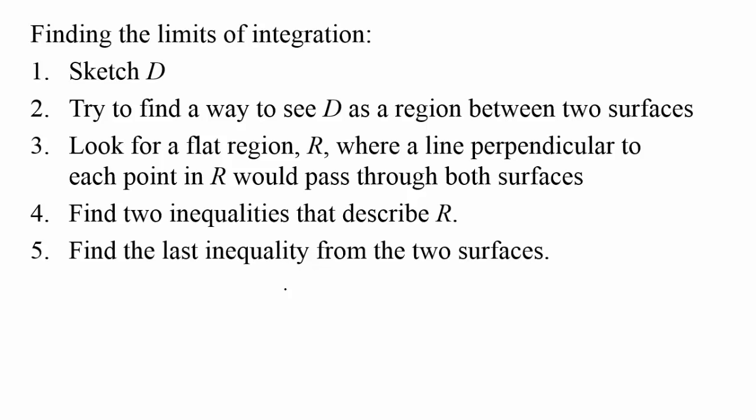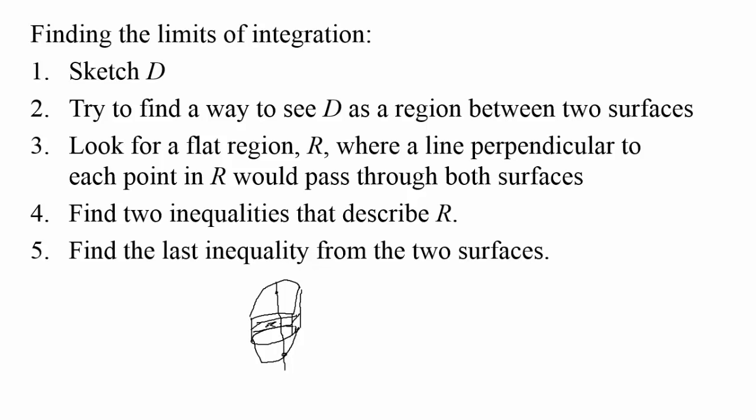We're hoping that when we sketch the domain, it looks like the region trapped between two surfaces, maybe an upper surface and a lower surface, or a left surface and a right surface, or a back surface and a front surface. So we're hoping that there are two surfaces. Then we're going to look for some region R, and our hope is that for every point in the region R, if you put a vertical line through it, it will bust through both surfaces like this.